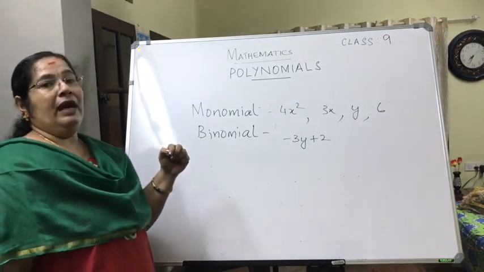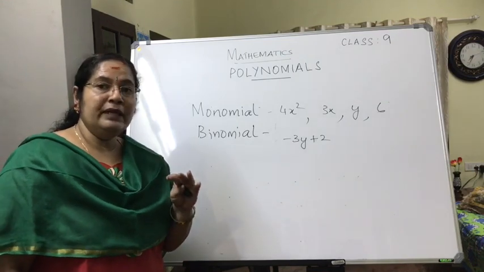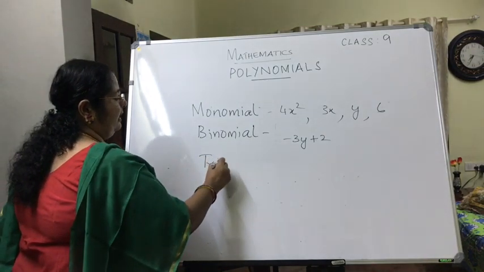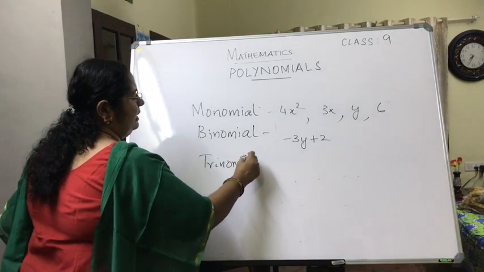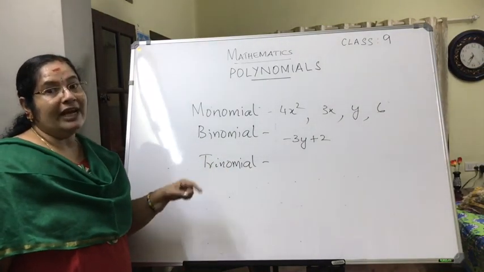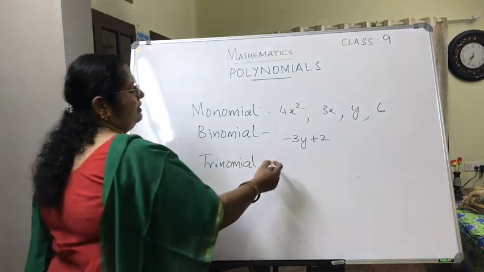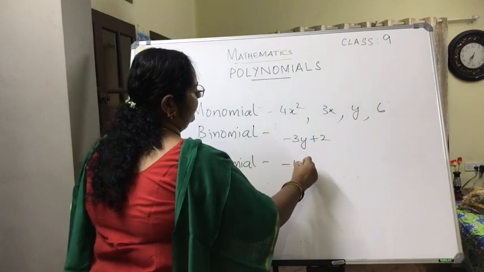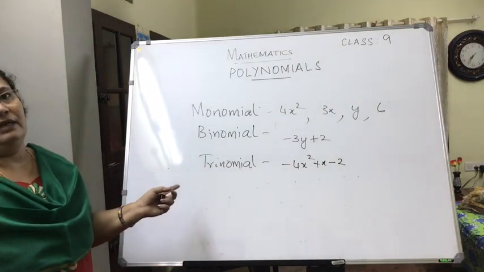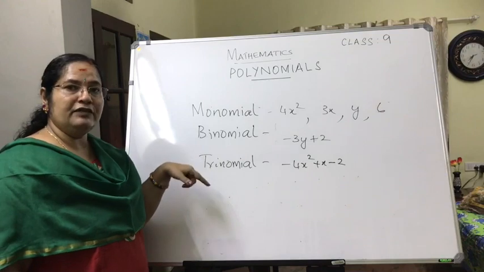Now if you have an expression with three terms, or a polynomial with 3 terms, we call it a trinomial. Tri means 3. So mono 1, bi 2, tri 3. Trinomial means you will have 3 terms in it. Let us take, say, minus 4x square plus x minus 2. This is a trinomial.